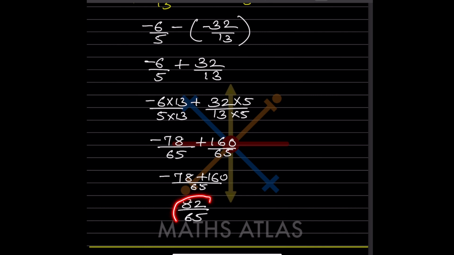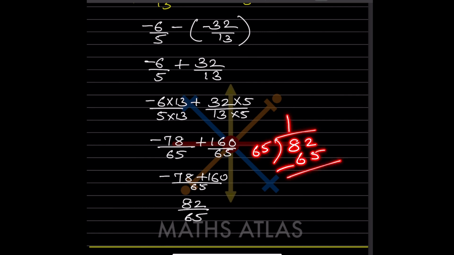And this again is an improper fraction, because whenever the numerator is bigger. So 82 by 65, it will be 65 ones are 65. So this is going to be 17. So 1 integer 17 by 65.